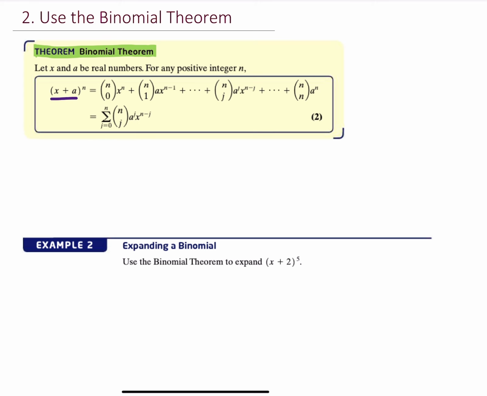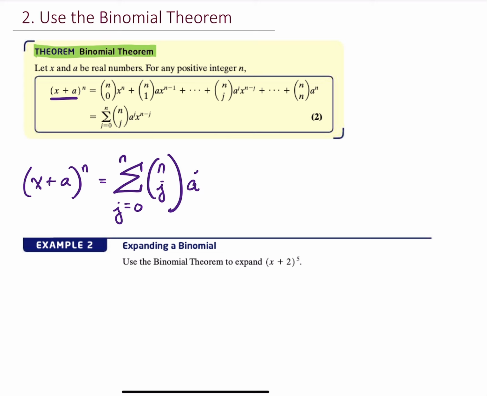So I'll write it out here. We have x plus a to the power of n is going to equal the sum of, and they use j here, so I'll use it as well, j going from 0 to n of n choose j times a to the power j times x to the power n minus j.